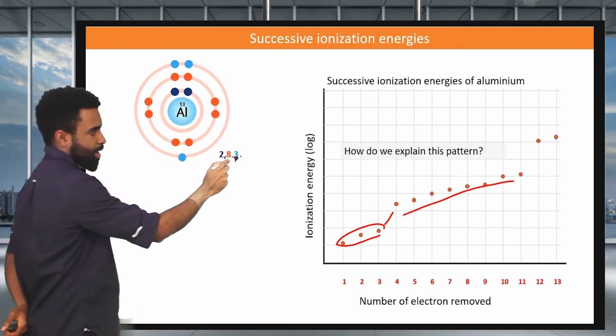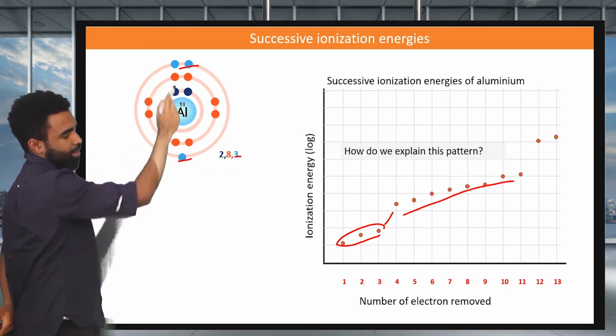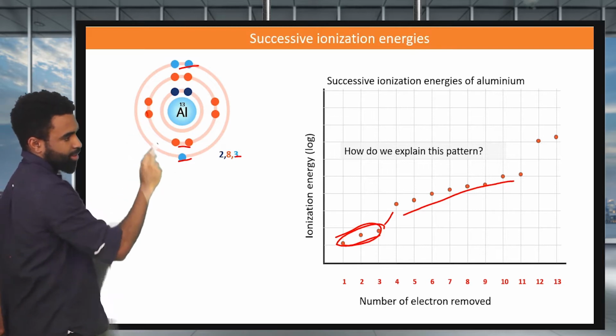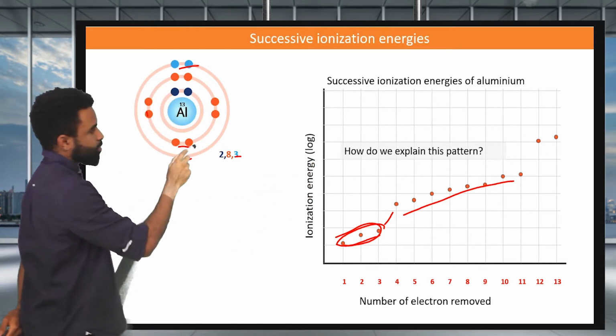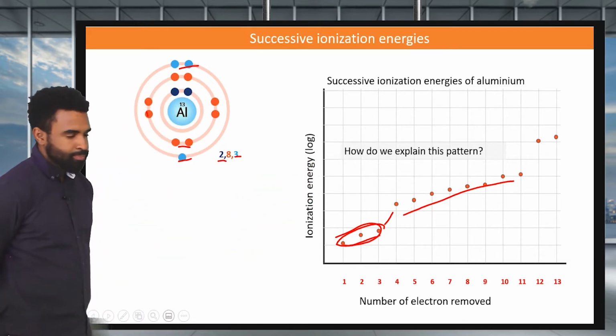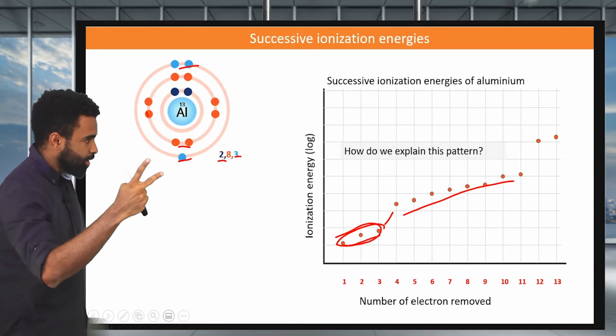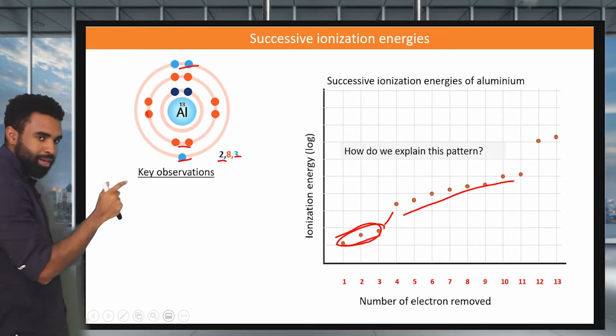Because here we have 3 electrons in the outermost shell, so those would go out first. And then we have 8 in the next shell, and then 2 in the innermost shell, or energy level. Shell and energy level are synonyms. So it looks like we can identify 2 main patterns, or 2 main observations.